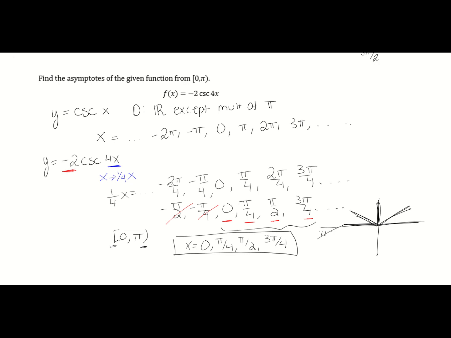So in my graph, I would have asymptotes every 45 degrees apart, but from 0 to pi, I would have these 4 specific ones. And then it's important to note that if I would have been asked y is equal to negative 2 cotangent of 4x, it would have been the same. Because again, cotangent and cosecant have the same basic asymptotes.